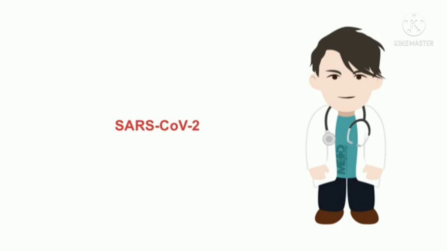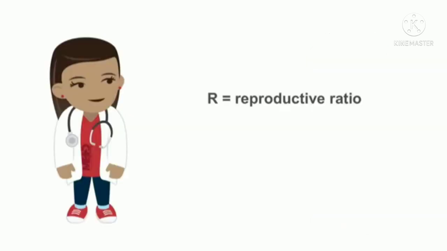This is super timely. The new coronavirus called SARS-CoV-2 might very well become a pandemic. So let's see what will factor into that. There are a couple of things you need to know. Let's first talk about the basic reproductive ratio called R0.